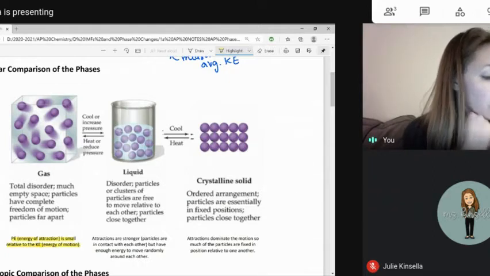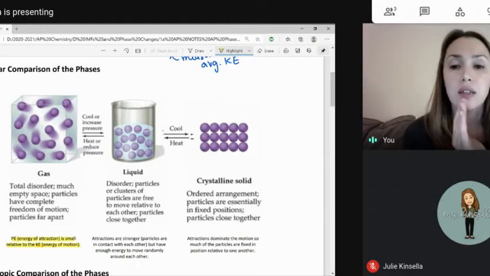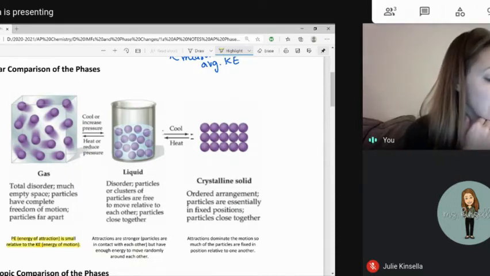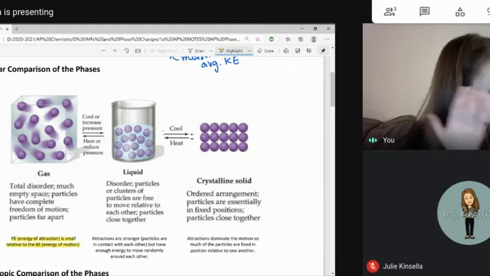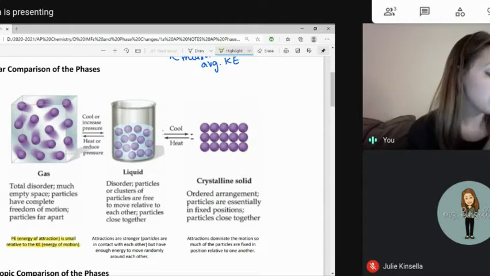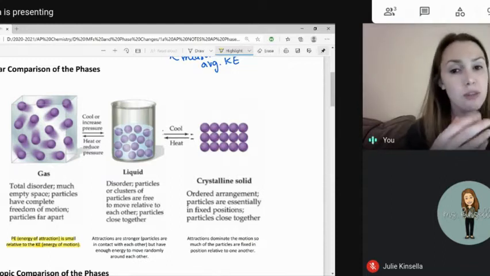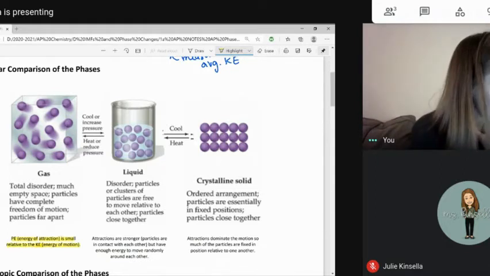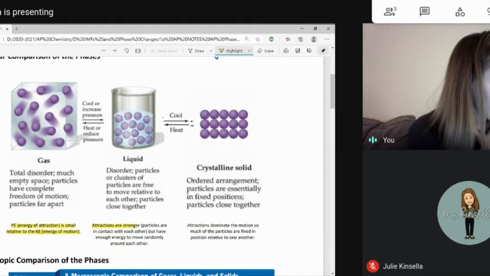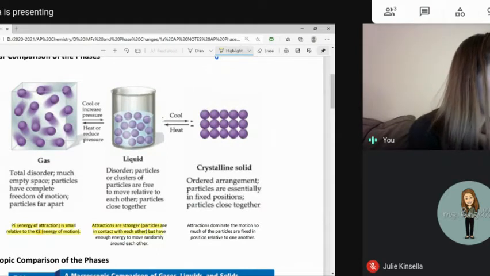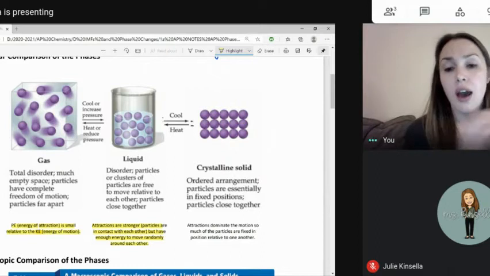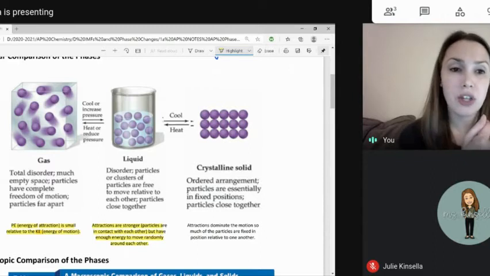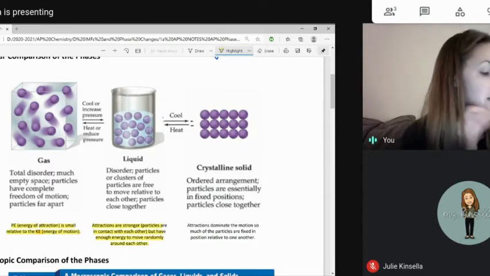With a liquid, the particles are going to take the shape of the container that they're in. However, it has a fixed volume, so it doesn't take up the whole container's space. So there's disorder. The particles or clusters of particles are free to move relative to each other. The particles are close together, but they're able to flow around each other, unlike what we're going to see in a solid. Also keep in mind that attractions are stronger, particles are in contact with each other, and they have enough energy to move randomly around each other, which is again going to distinguish it from a gas and from a solid.